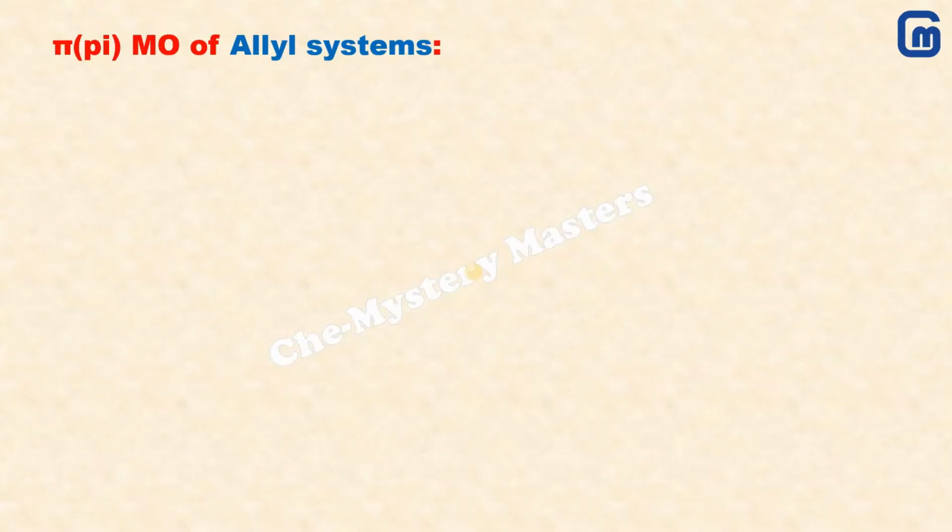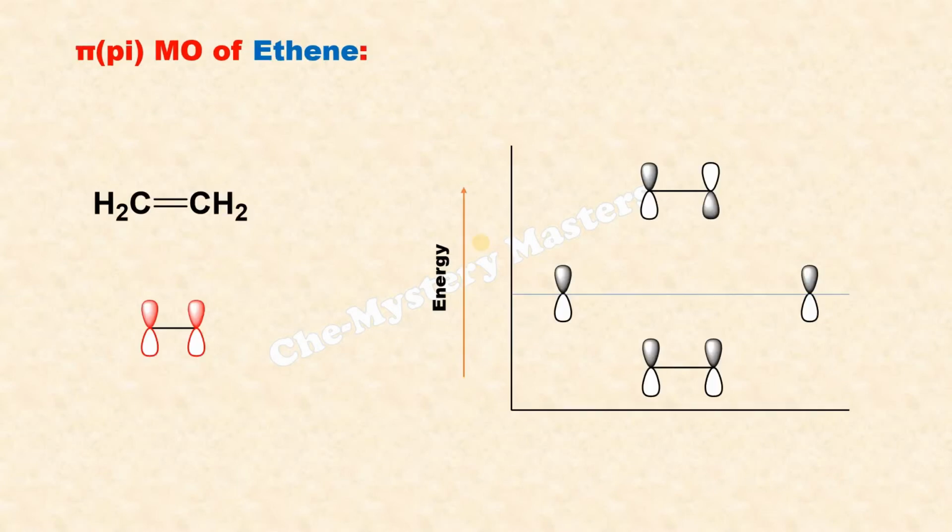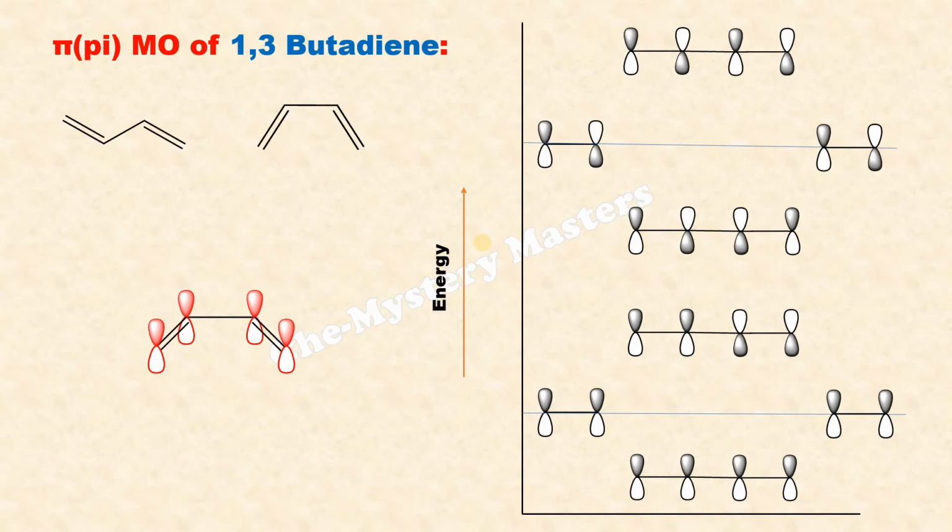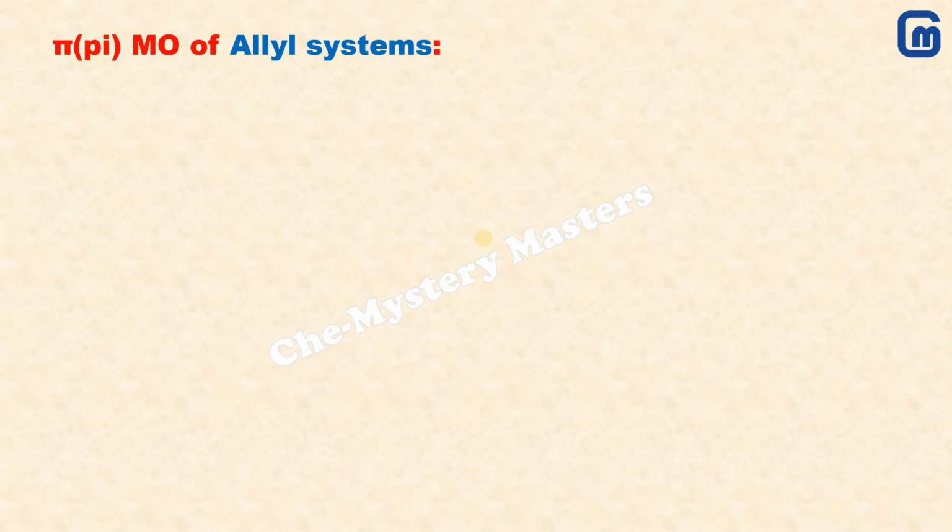In the previous two videos, we discussed the formation of pi molecular orbitals of ethene and of 1,3-butadiene. So today we will be discussing the pi molecular orbital formation for allyl systems. Before understanding it, we should know what allyl molecules are. Allyl molecules are molecules in which there is a charge or a free radical in conjugation with a double bond, or you can say with the unsaturation.